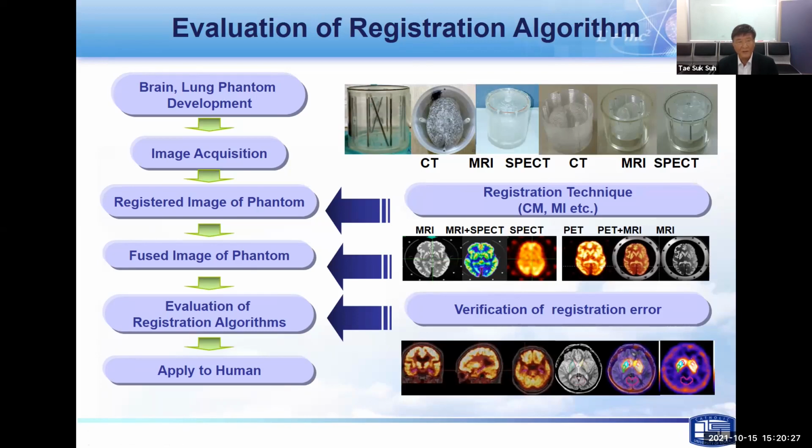And then we acquired the images and registered the images of the phantom using registration algorithms such as chamfer matching or mutual information, and fused the images of the phantom and evaluated the registration algorithm. If the error is within the acceptable range, then we can apply multimodality imaging to humans. So most of the imaging error was 1 or 2 millimeters, which is acceptable in medical imaging.